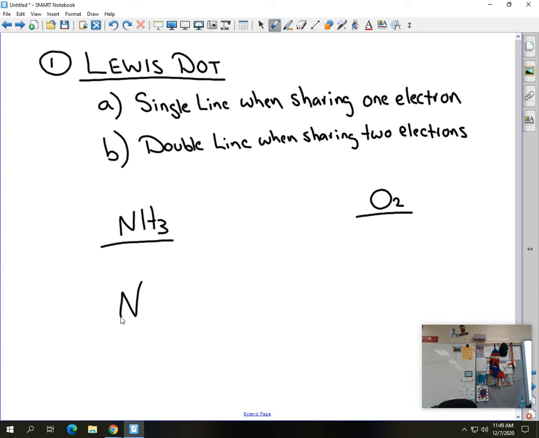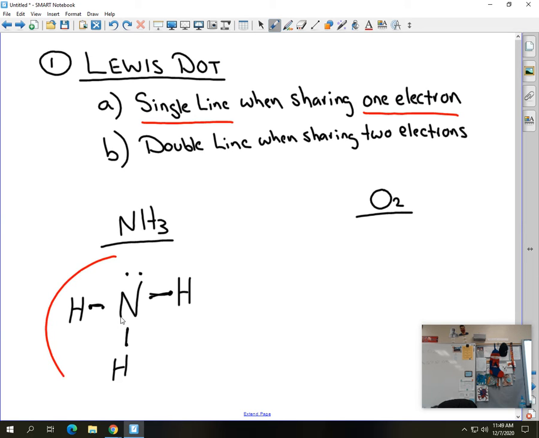Nitrogen has 5 valence electrons, so 1, 2, 3, 4, 5. And then I have H3. Here's 1 hydrogen, 2 hydrogen, 3 hydrogen, and each hydrogen has 1 valence electron. Whenever they bond, I make this straight line right here to show the bonding, and that is how we get the single line when sharing 1 electron. And this is the picture that you would have to show Lewis dot for NH3.